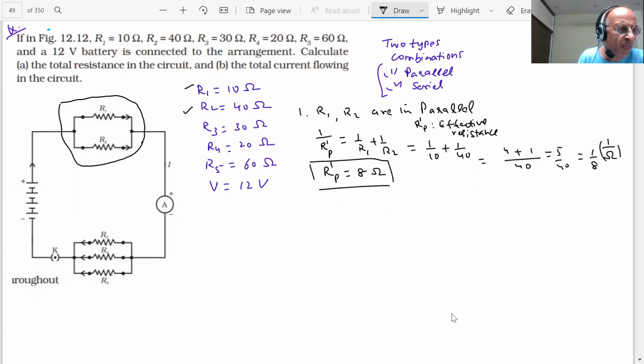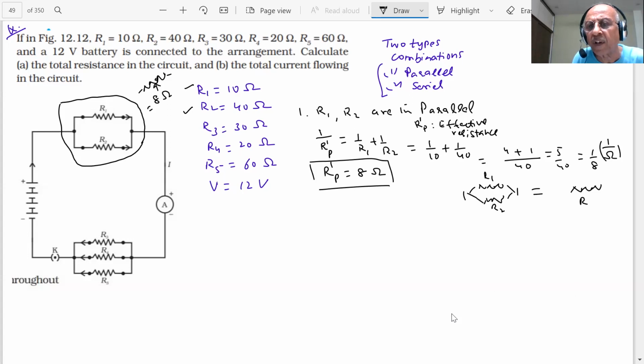Is it correct? That means these two are equal to 8 ohms. I can replace these 2 by 1 resistor, student, which is having 8 ohms. Clear? Got it? We have proved, student, that these two, R1 and R2, are in parallel, and they are equal to one equivalent resistance, which I am saying R1 P, which is 8 ohms. Clear?